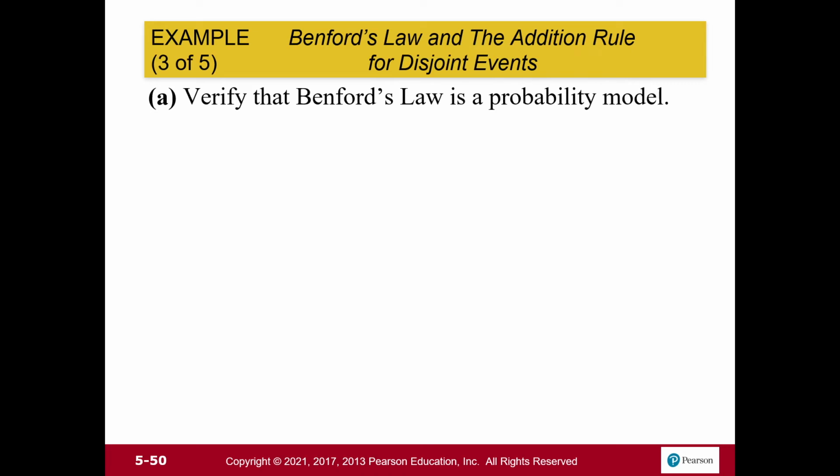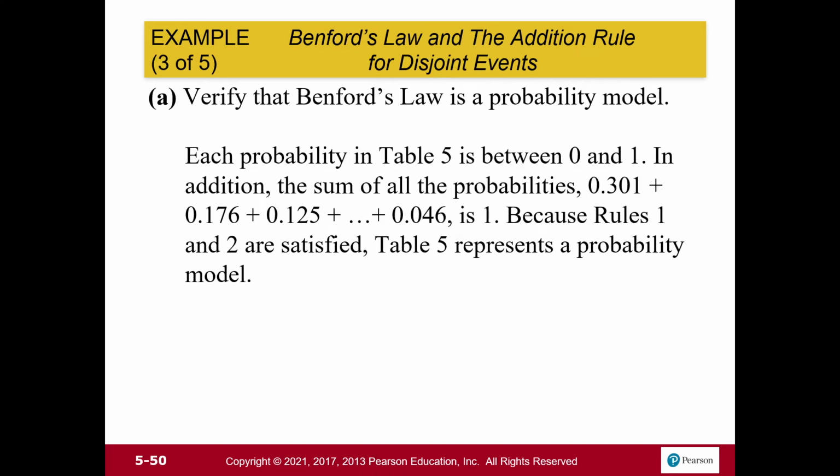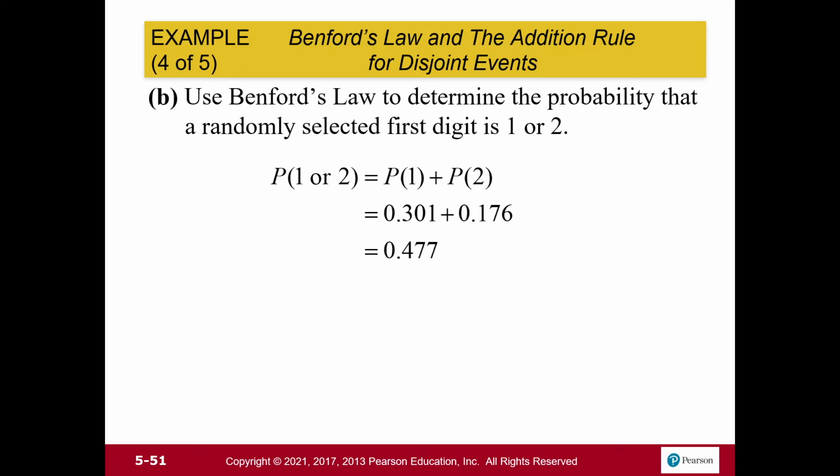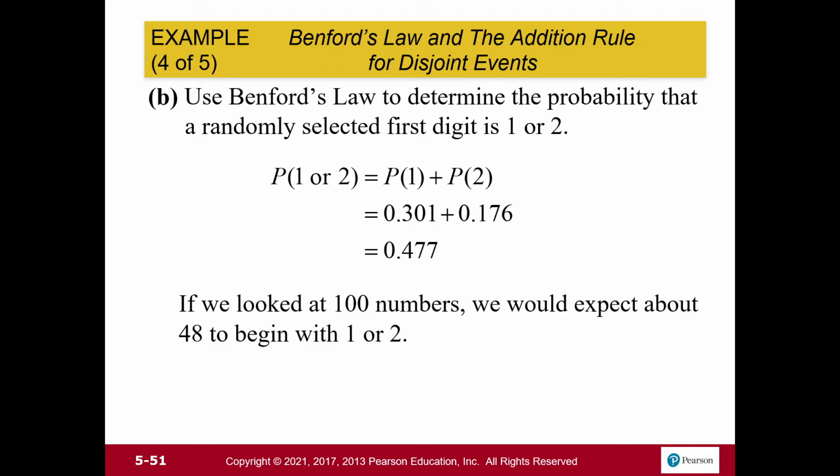Verify that Benford's law is a probability model. And so one thing we need to check is that the values are between 0 and 1, and the sum of all of them totals 1. Determine the probability that a randomly selected first digit is 1 or 2. Well, we're just going to add up those two since they're all disjoint. And we get 0.477, and we can interpret this to mean about 48 out of 100 would begin with 1 or 2.